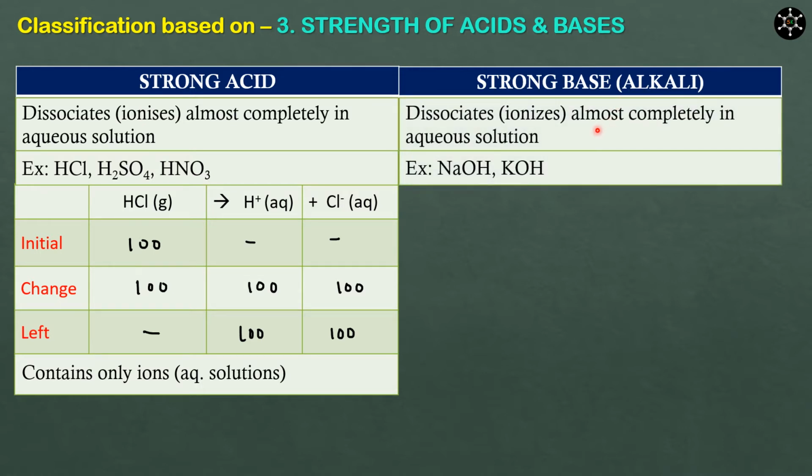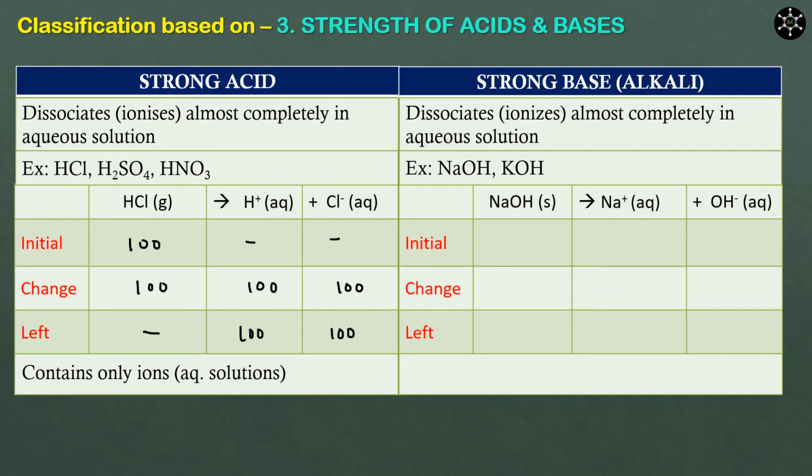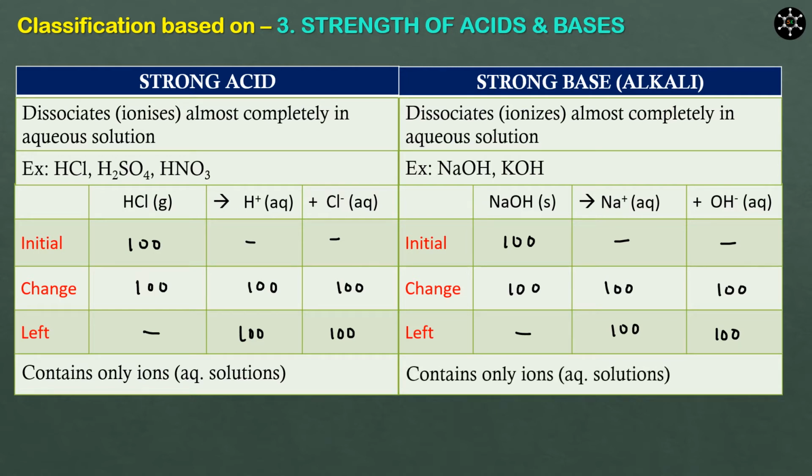Same is the logic even with strong base or alkali. It completely dissociates in aqueous solution. Examples are sodium hydroxide and potassium hydroxide. Same is the concept even here. If we take 100 sodium hydroxide, initially we won't have any Na plus or OH minus. After some time, all 100 NaOH dissociates to give 100 Na plus and 100 OH minus. After the dissociation, we won't have any sodium hydroxide compound as a whole left. We will have only Na plus and OH minus. So, both strong acid and strong base solution contain only ions in it.